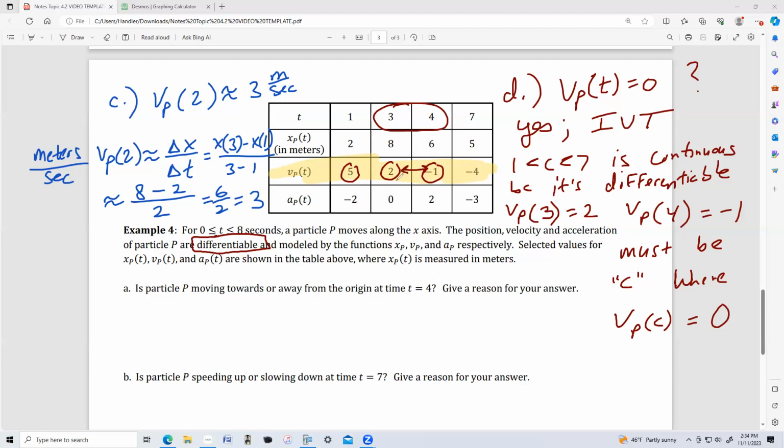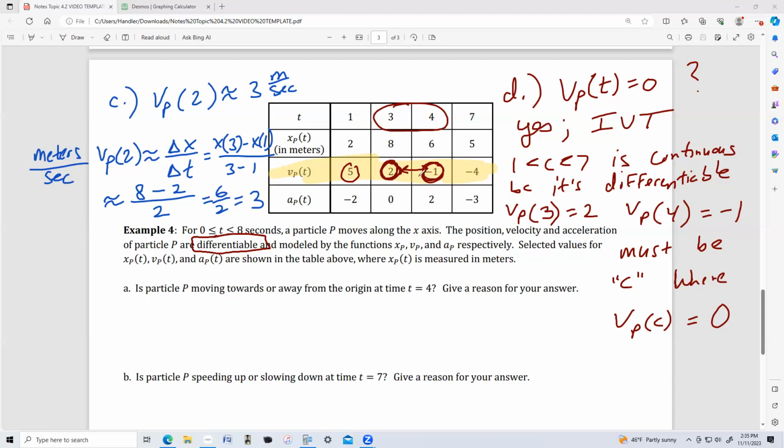Again, you can't teleport from a velocity of 2, which means it's going to the right, to a velocity of -1, which means the particle is going to the left. It's continuous. So due to not being able to teleport, you can't go from a positive velocity to a negative without going through 0, which is what the intermediate value theorem states. So that's a throwback to, I believe, Unit 1.